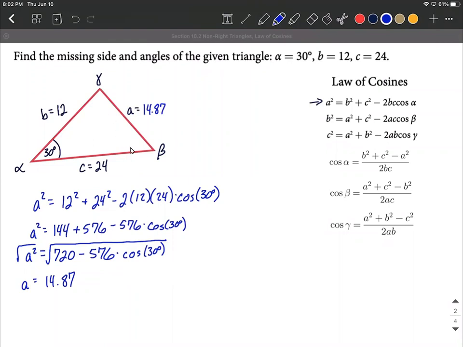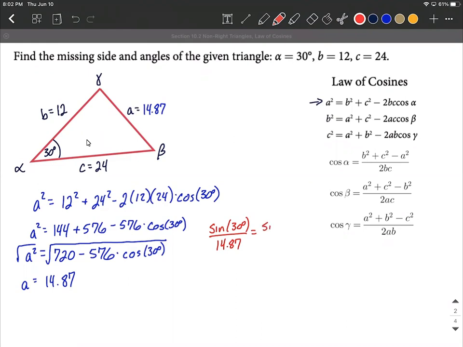All right, now we still don't know either of these other two angles. So we have a couple of options now that we have an opposite pair. We have A and we have angle alpha, which are opposite one another. That's what I mean by an opposite pair. So we can go back to the law of sines if we'd like in this case. I would set it up as sine of 30 degrees over A, which is 14.87. So sine of the angle over the side length opposite.